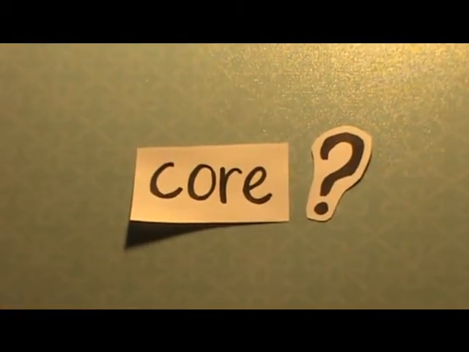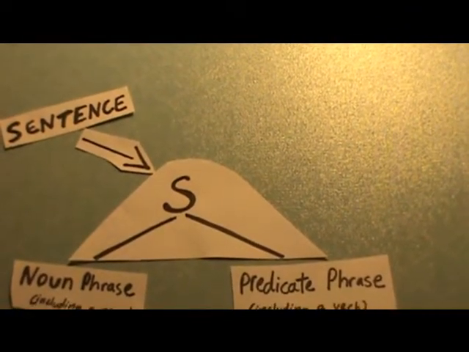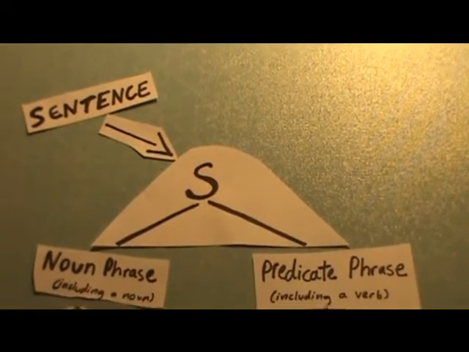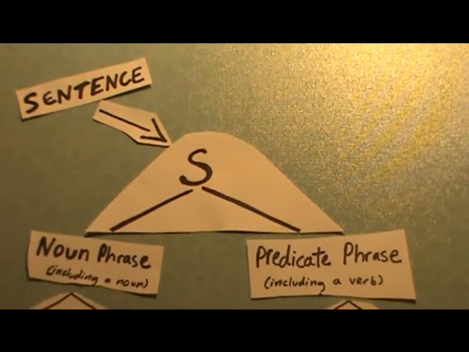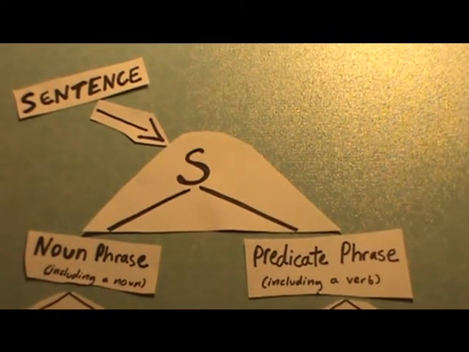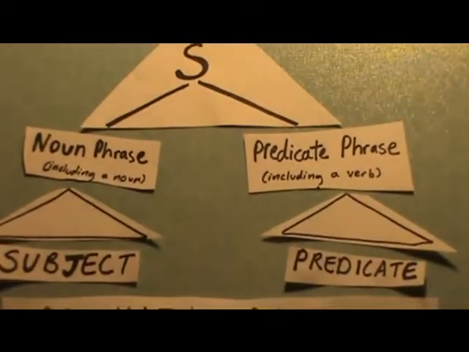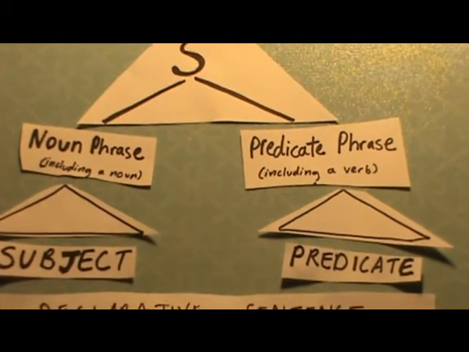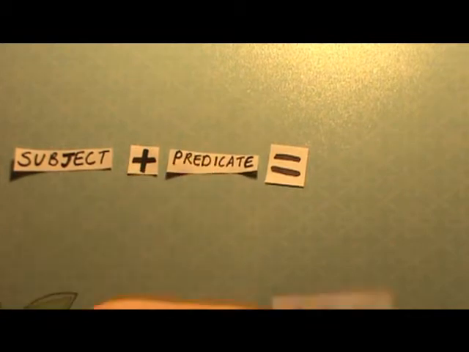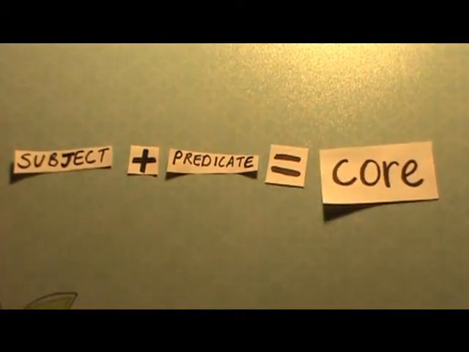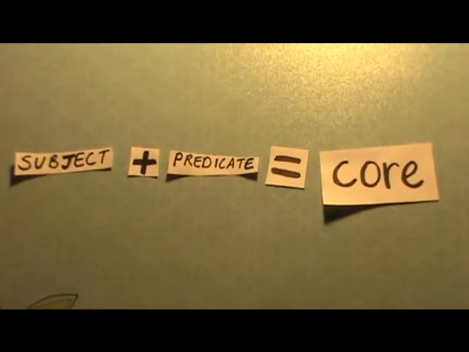What is the core of a sentence? Well, I'm glad you asked. As you can see from our sentence tree, the sentence at its core is broken into a noun phrase, which includes a noun, and a predicate phrase, which includes a verb. These make up the subject and the predicate, all under the declarative sentence. So, the subject plus the predicate equals the core. Glad we solved that mystery.